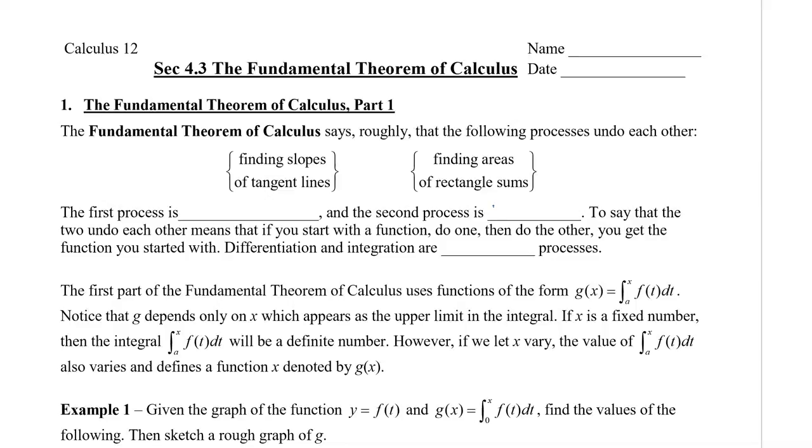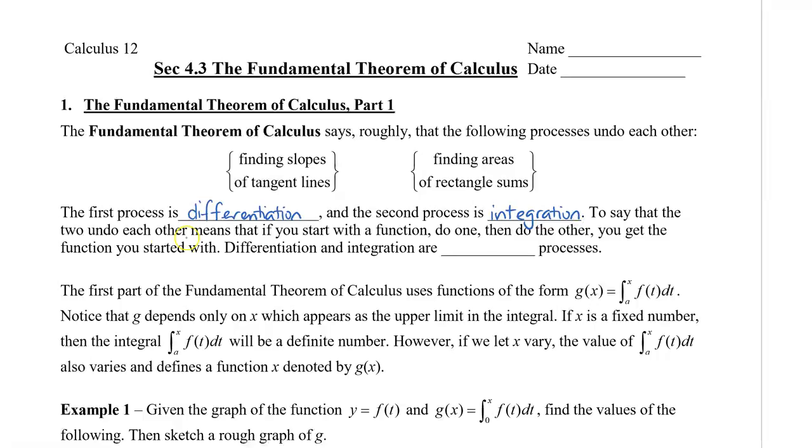In this video, I'm going to explain and show you the fundamental theorem of calculus. Now, the fundamental theorem of calculus says roughly that the following processes undo each other: finding slopes of tangent lines and finding areas of rectangle sums. The first process is called differentiation. And the second process is called integration.